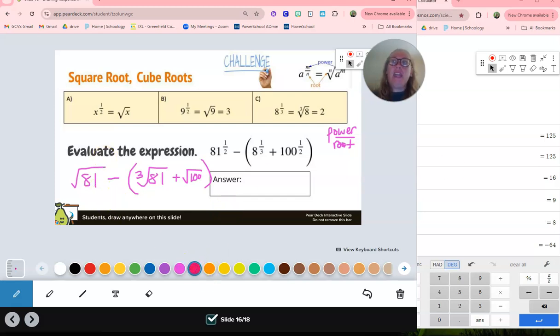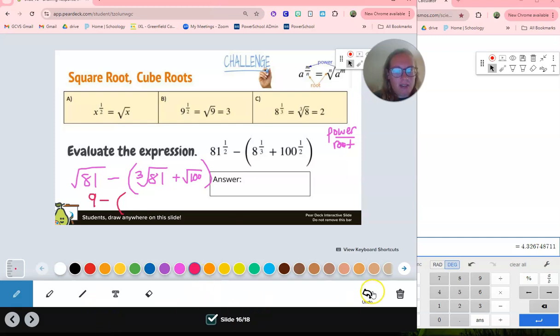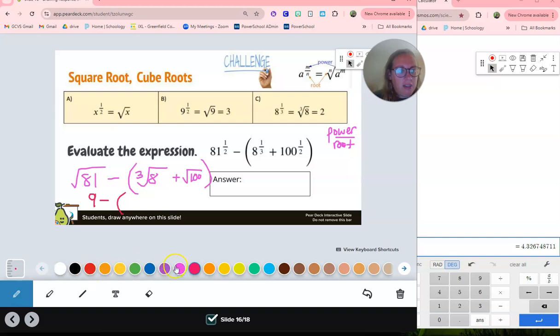Well, the square root of 81 is just 9. The cube root of 81, maybe we go into our calculator and we say, what's the cube root of 81? And that is a mess. Oh, a cube root of 8, not 81. Hold on, that makes sense. I wrote it wrong. It's supposed to be an 8 there because right here, it's an 8 to the 1/3.